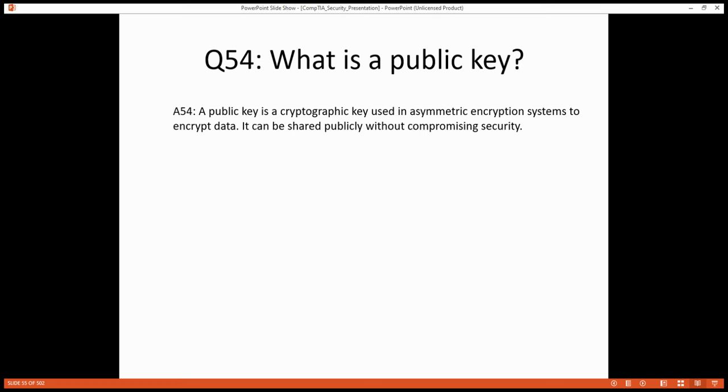Q54. What is a public key? A54. A public key is a cryptographic key used in asymmetric encryption systems to encrypt data. It can be shared publicly without compromising security.